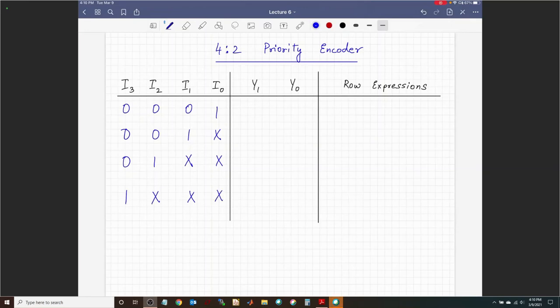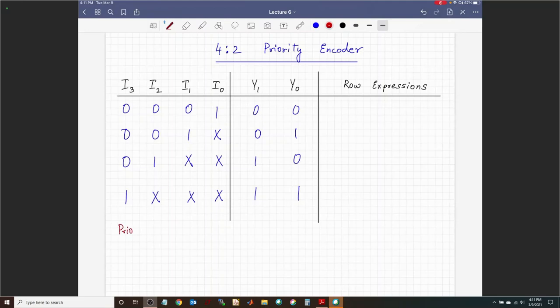How should I encode these situations? For the first one, I0 is active. I'm going to encode that as decimal 0 or 00. In the next case, I1 is active. Encode that as 1. Encode that as 2. Encode that as 3. Now, I want you guys to look at how the priority is being assigned.